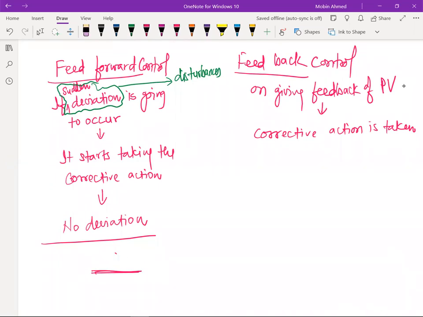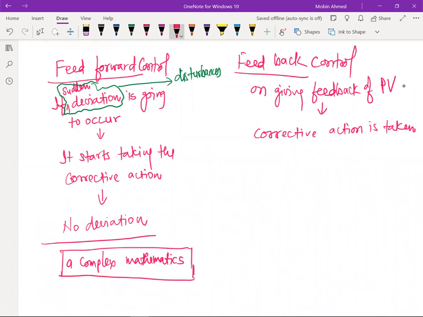But here the complex mathematics is used. In the feed forward, complex mathematics is always used. So that's why this is not cost effective. But wherever we require precise control and no deviation, then generally this is chosen. Okay, so feed forward is chosen.